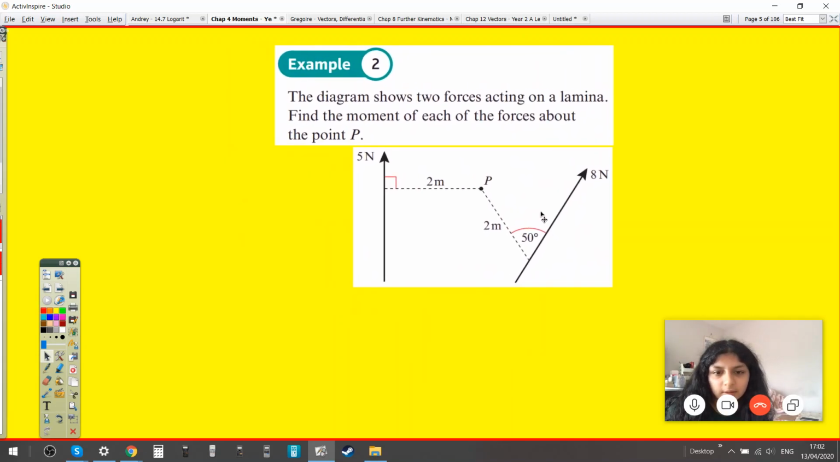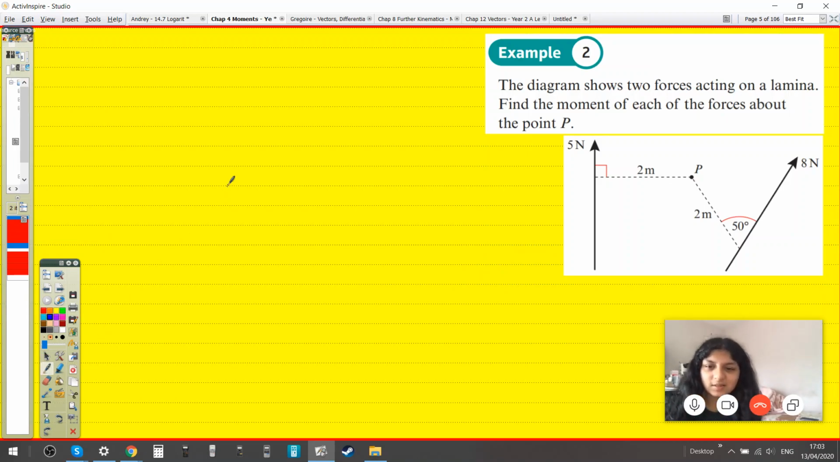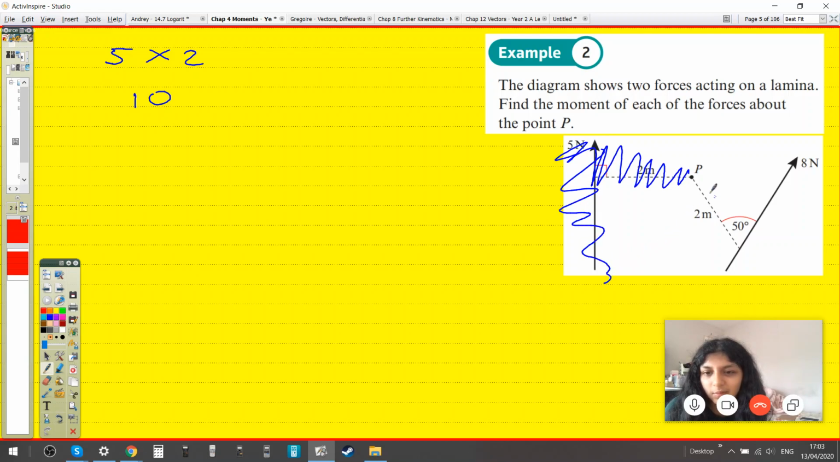Okay, how about this? So one force is just 10 Newton meters, and the other one, I'm not sure how to do the second one. Just ignore the first one. How did you do it a second ago? What if there was none of that?